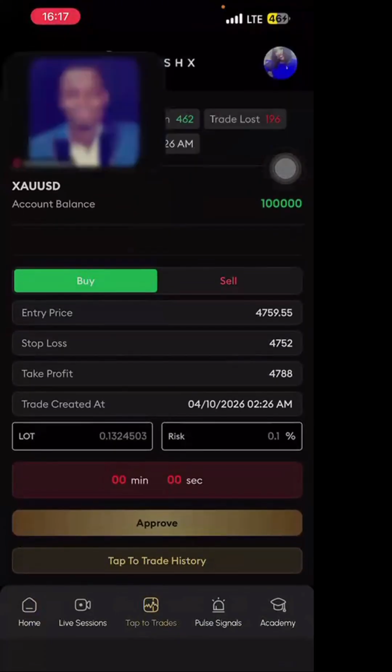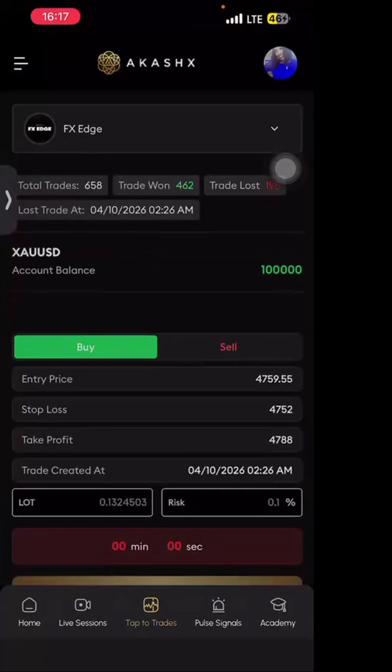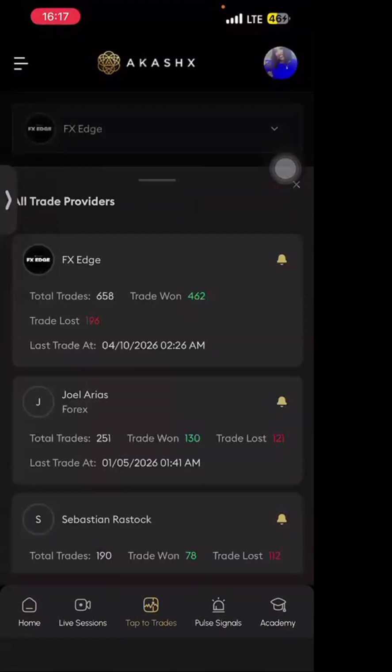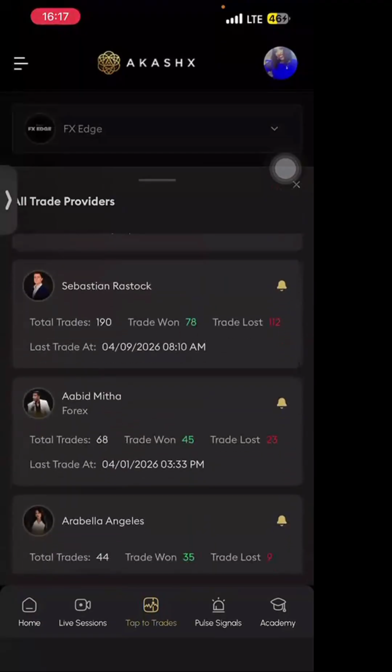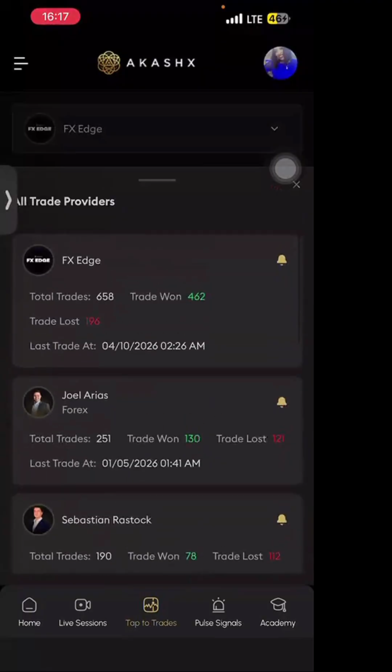The educators, right? We have FSH, we have so many of them. Akashx has so many professionals that get to trade this account for us. So you can see this. I'm not going to be biased. I want to show you guys all these educators. There are some educators that are not so good, so you avoid them.